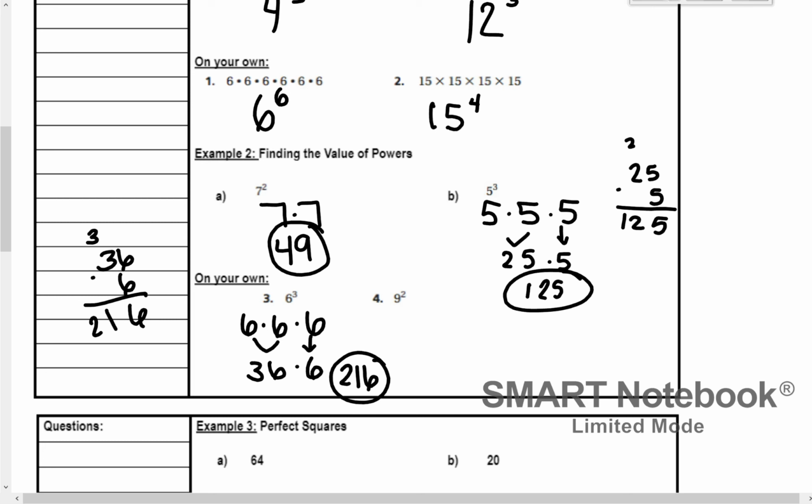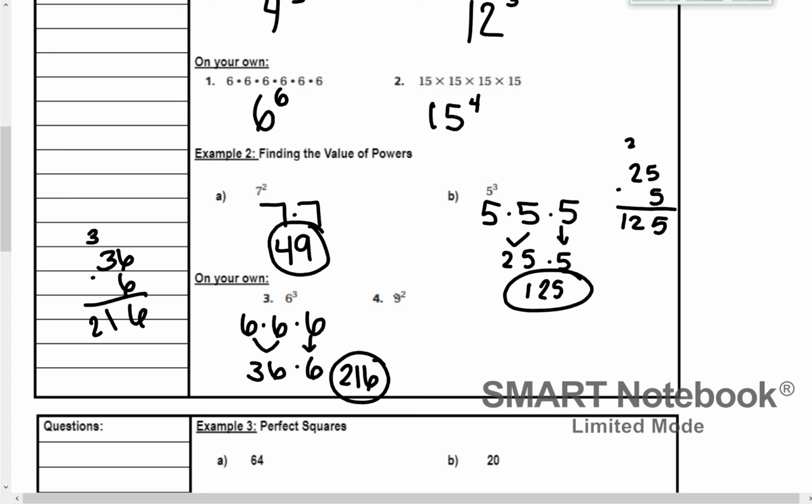Wait, hold on. Yeah, that's correct. Okay. Sorry, I just caught a mistake on my answer key. I said that 6 times 3 was 24 when it's not, it is 18. So the answer is 216. Sorry about that.